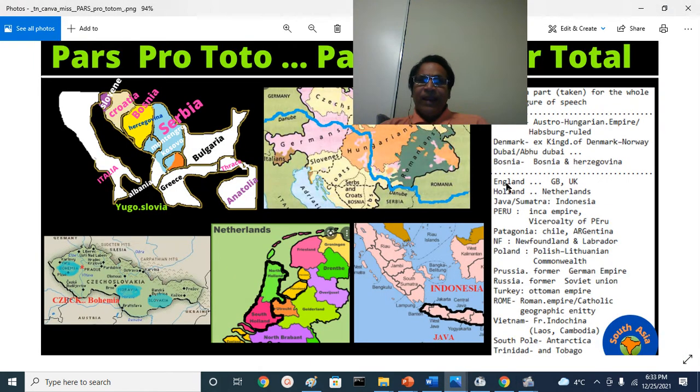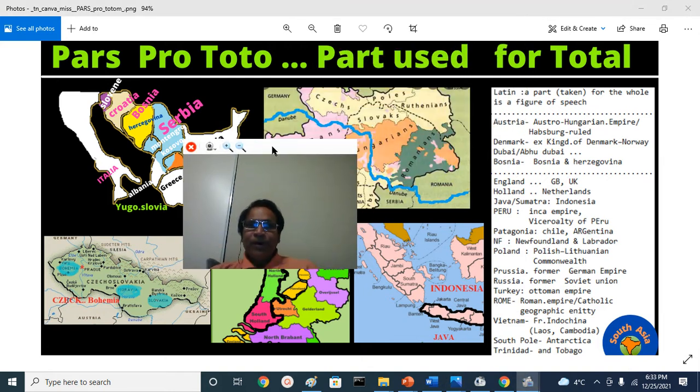That means England, a small part, is used for the totem called Great Britain, that is a bigger island, one of the two of the British Isles. It is also used for the United Kingdom, that is four countries, and sometimes England is also used synonymously for the entire British Isles, that is two islands, Great Britain and the island called Ireland. The term Holland is used to represent a bigger country called the Netherlands.